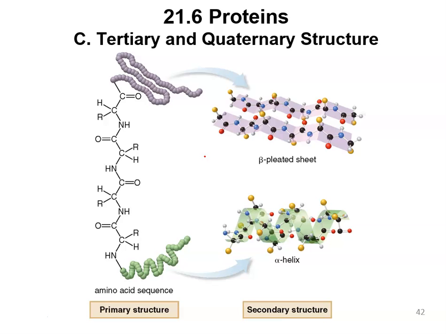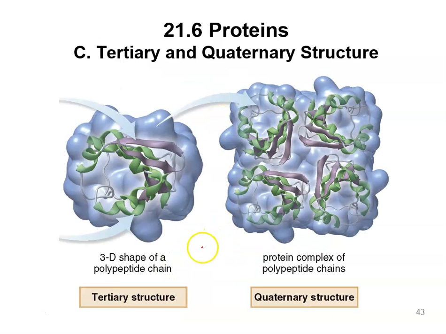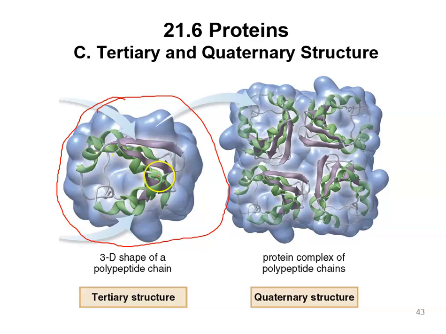So here's just kind of a review of it. Primary structure just shows me what my R groups are. It doesn't tell me anything else. Secondary structure now starts showing me the alpha helices and the beta pleated sheet. Tertiary structure shows me more of the overall structure of it. It shows me all the kinks and all the bends and all the alpha helices.